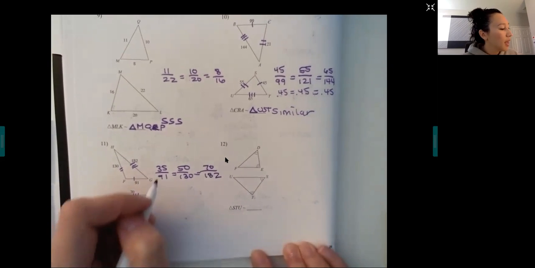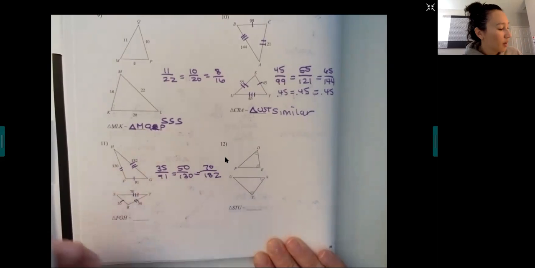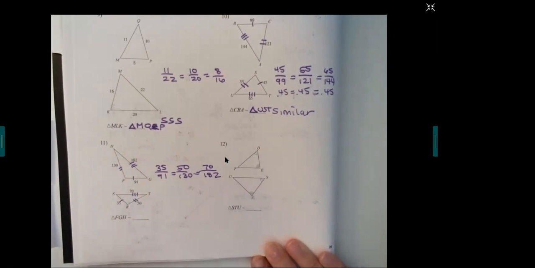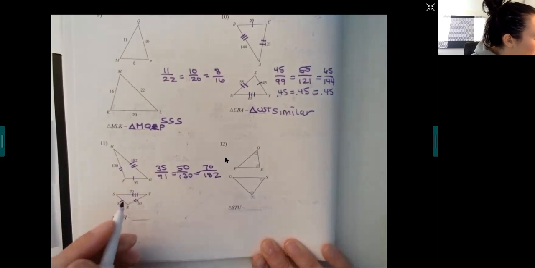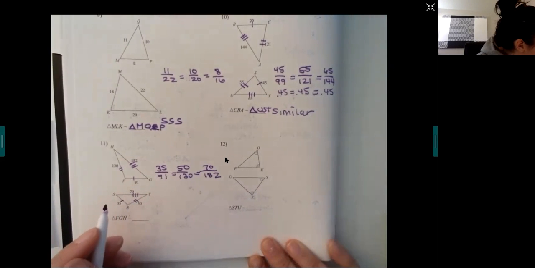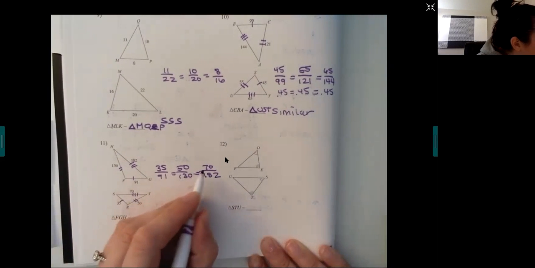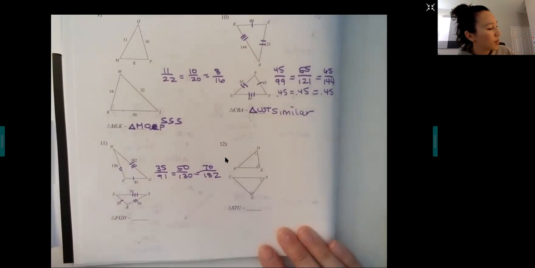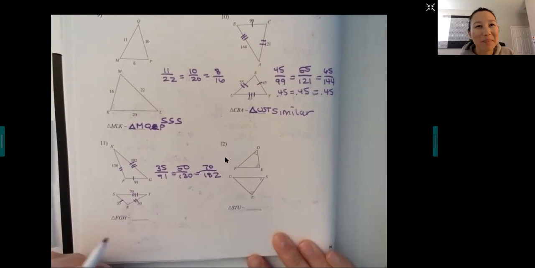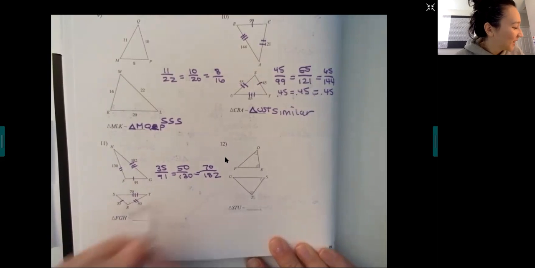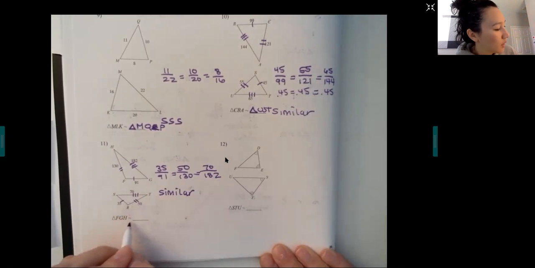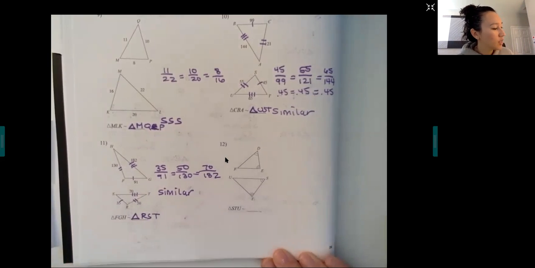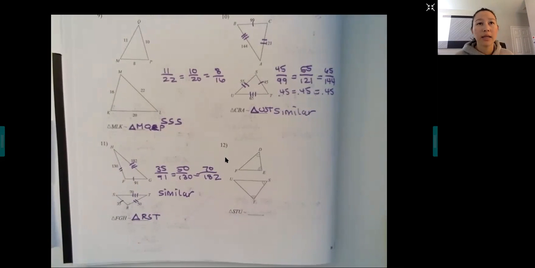Okay, so if we simplify them, they are proportional. 35 over 91 is equal to whatever fraction 50 over 130 is. I don't know what it is, it's some funny number, but I'm looking at my answer key and they are similar. So triangle FGH is similar to triangle RST.